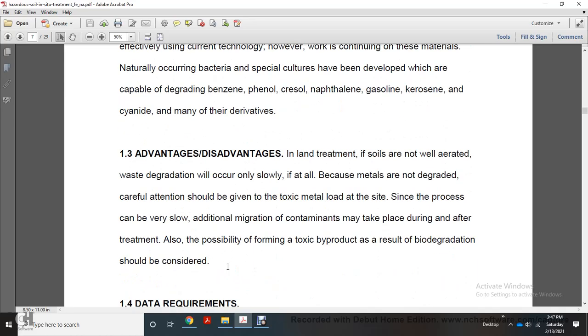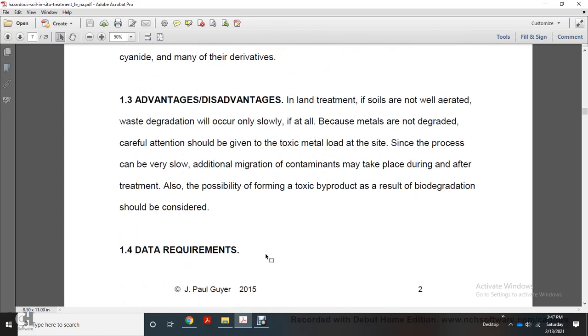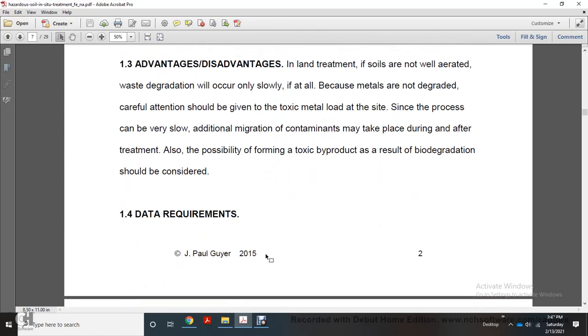Advantages and disadvantages: in-land treatment, soils are not well aerated. Degradation will occur only slowly, and because metals are not degraded, careful attention should be given to any toxic metal load at the site. Since the process can be very slow, migration of the contaminants may take place during and after treatment. Also, the possibility of forming toxic products as a result of biodegradation should be considered.